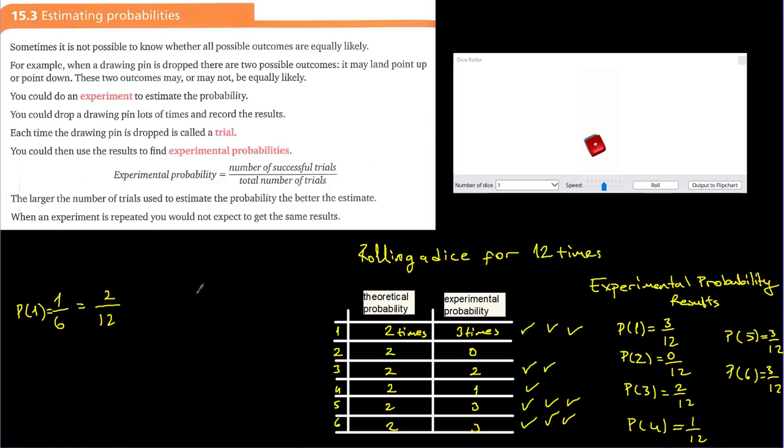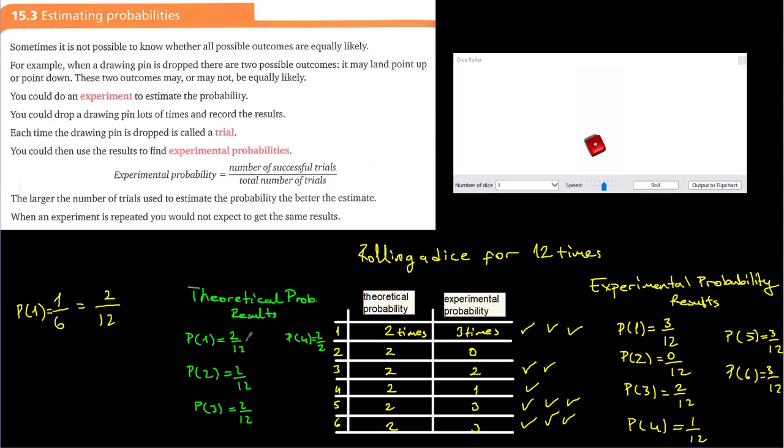If I continue with the theoretical part, theoretical probabilities results, they are not expected results, they are all certain results. For the theoretical probability of 1 it should be equal to 2 over 12, probability of 2 it should be 2 over 12, probability of 3 it should be 2 over 12, probability of 4 it should be 2 over 12.